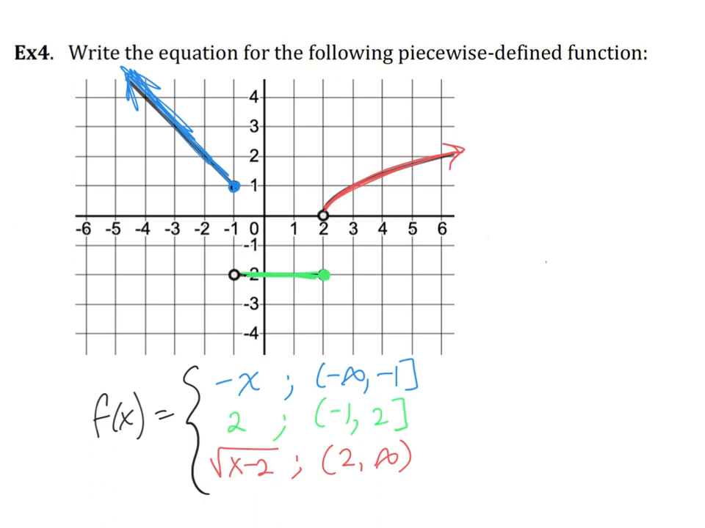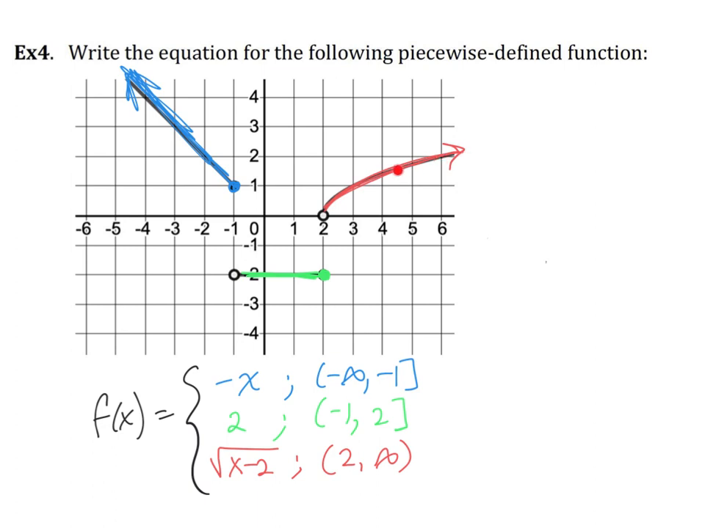Then this green portion goes from negative 1 to 2, open circle, so excluded, closed circle, so included. Notice this was a closed circle up here, so included. It's just a horizontal line going through 2, so that's y equals 2.